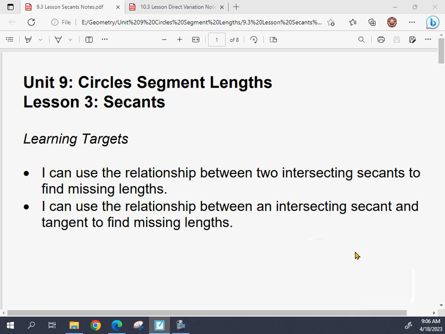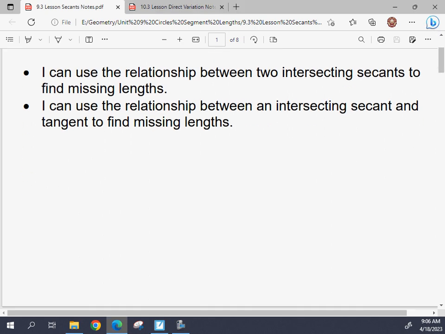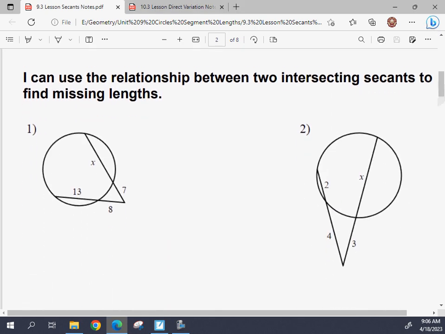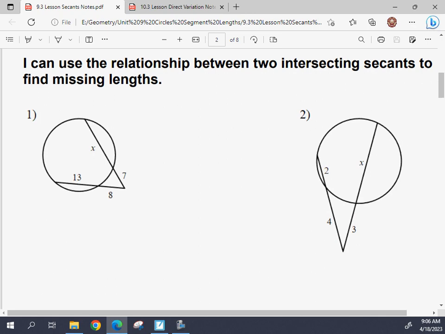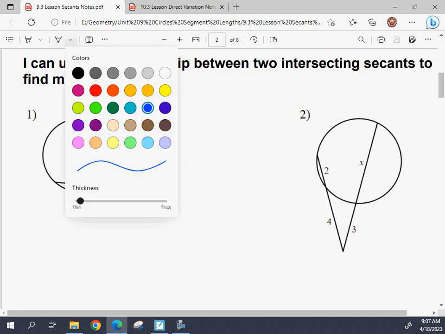Today we're going to talk about a different type of segment and how it interacts with circles and lengths of segments as a result. So we've talked so far about tangents and we've talked about chords, and so now we're going to talk about secants. These secants are segments that intersect circles twice, and so we have here two secants.